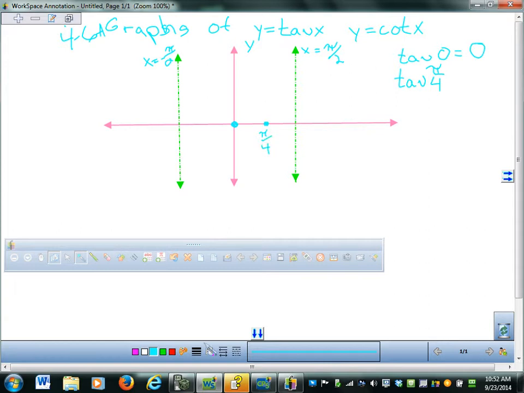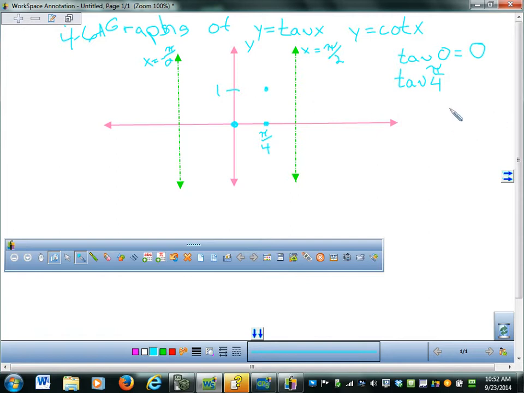What is the tangent of pi over 4? You should know that one tomorrow. What are the coordinates at pi over 4? Root 2 over 2, root 2 over 2, right? So that divided by that gives you 1. So right here at pi over 4, you go up to 1.